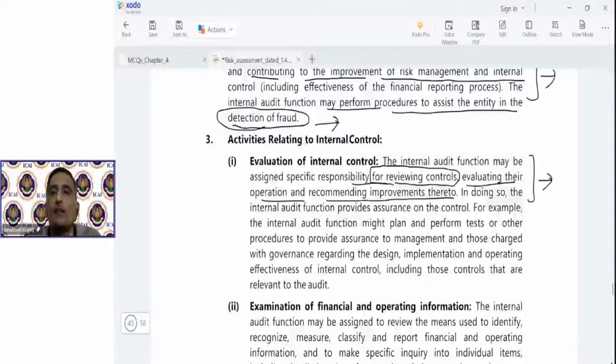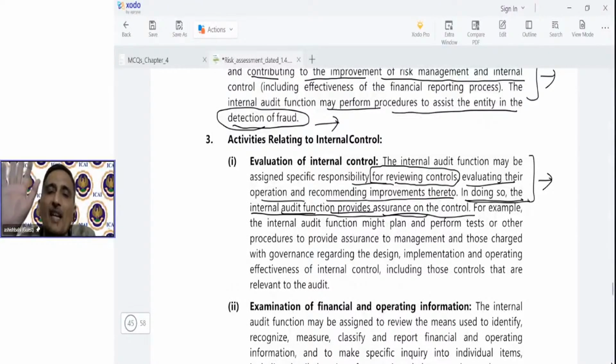So in doing so, the internal audit function provides assurance on the control. So therefore it provides some comfort to the management on the control. So therefore guys, you can very well understand, if a company has got a well functioning internal audit department, what are the implications for the statutory auditor? Now can you tell? Suppose a company has a well functioning internal audit department, a separate department of internal audit in the company, doing very good work.